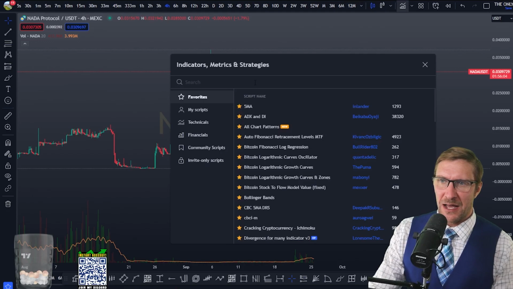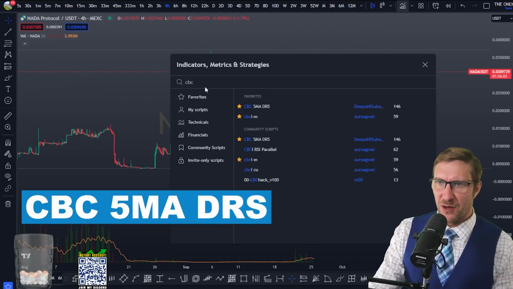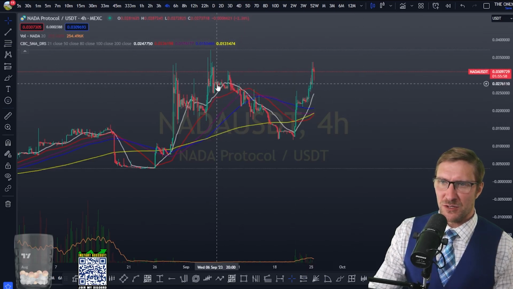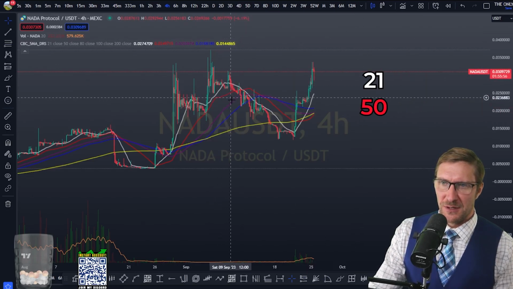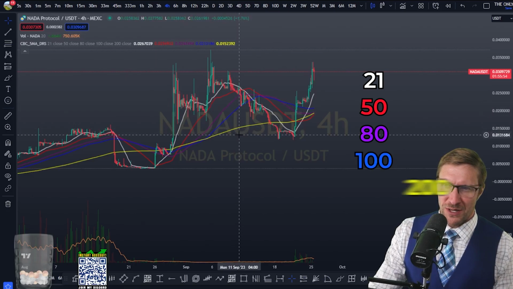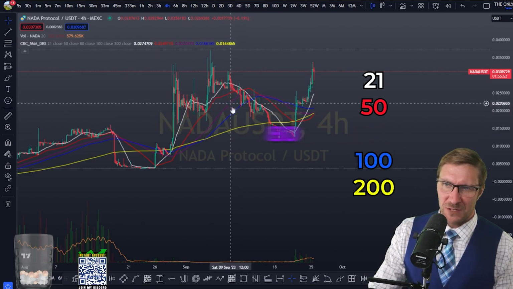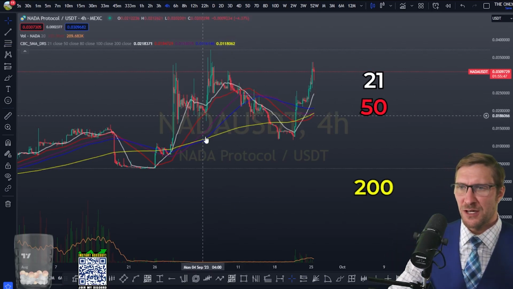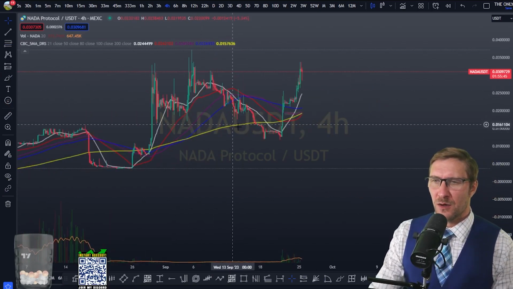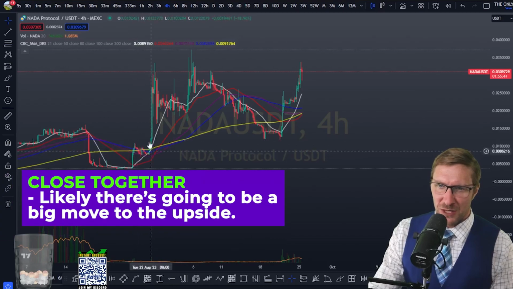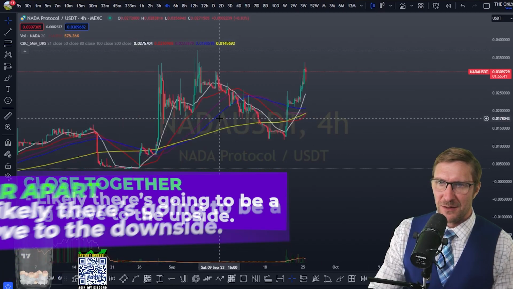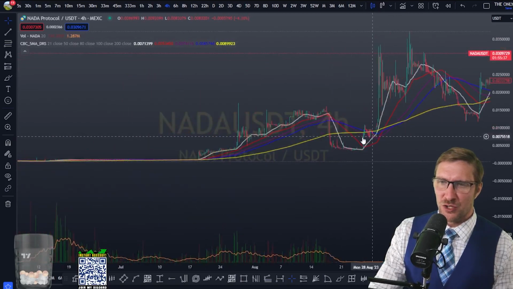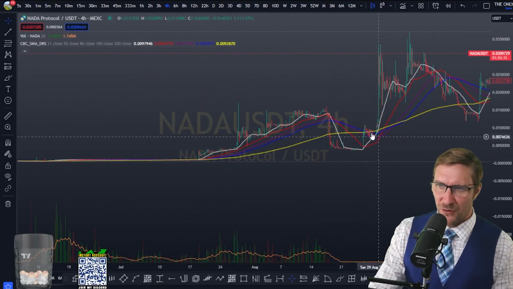The first thing I'm going to add is CBC 5MA DRS. That's going to be five moving averages: the 21, the 50, the 80, the 100, and the 200. A lot of times I turn off the 80 and the 100, and I just use the 20, the 50, and the 200. Recently, I've been doing that. When these get close together, it tells me there's likely going to be a big move to the upside. When they get far apart, it tells me there's going to be a move to the downside. Whenever I'm getting into a trade, I'm looking for moving averages to be close together and bunched up.